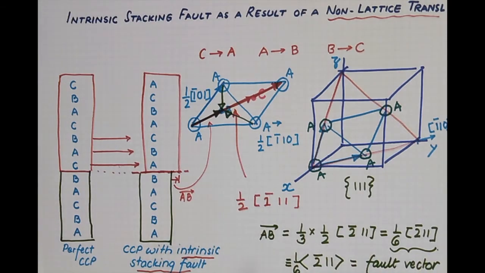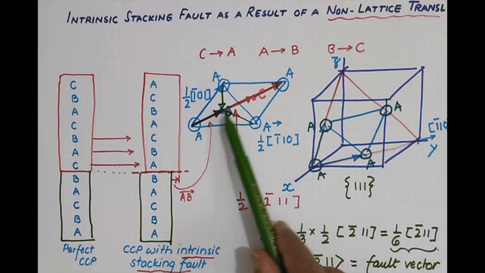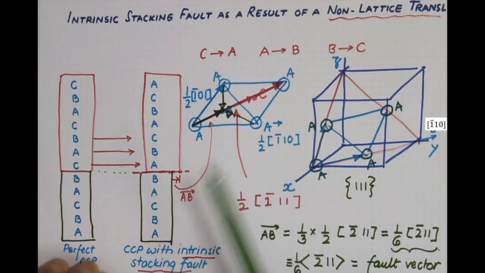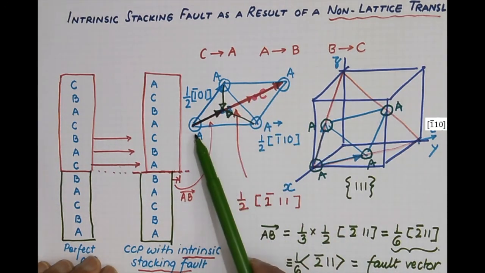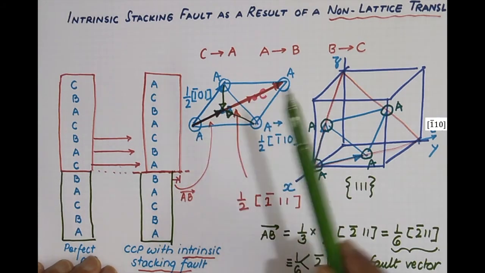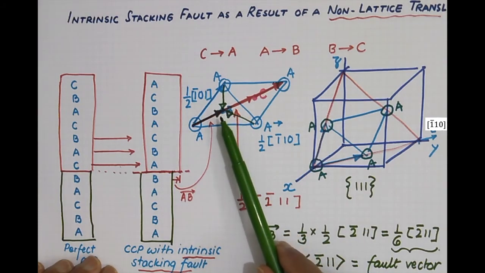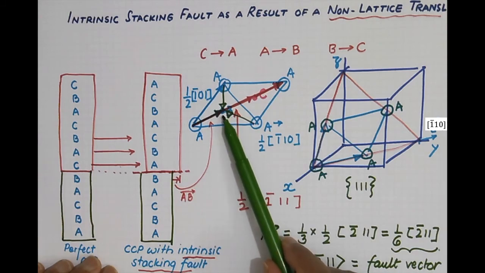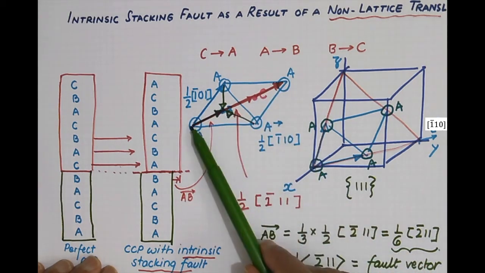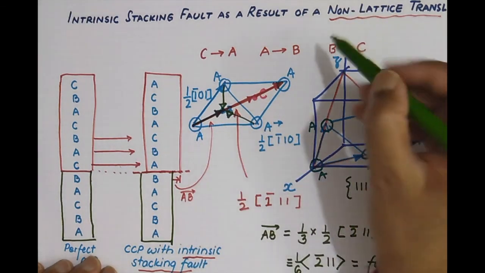Notice that this fault vector is not taking us from a lattice point to another lattice point, because B is not a lattice point in this plane. So in this closed packed plane, the A plane, B is actually a projection from another plane to this plane, but there is no atom located there in this plane. So B is not a lattice point. A to A will be the lattice translation in that direction. So A to B is a non-lattice translation.